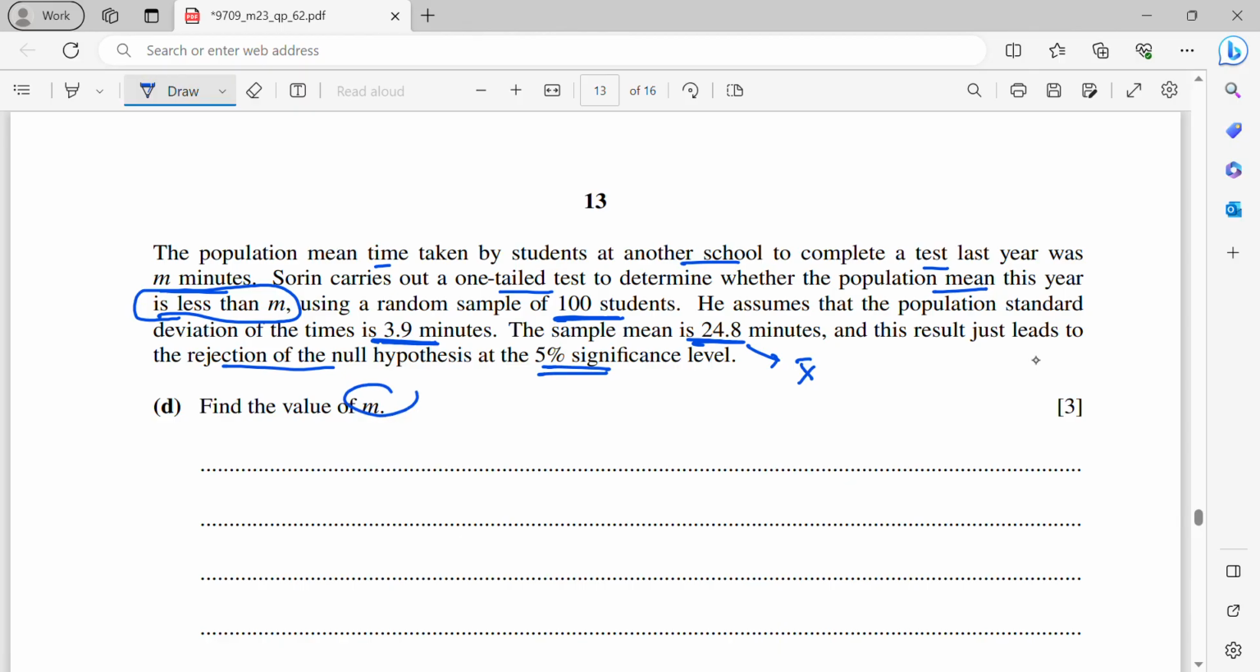Alright, so from here I will write down the steps first. H naught: mu, because we are testing the mean, so mu equals m. The H1: mu is less than m. Less than, because he wants to determine whether it's less than m or not. Then now alpha is 5%, 0.05.